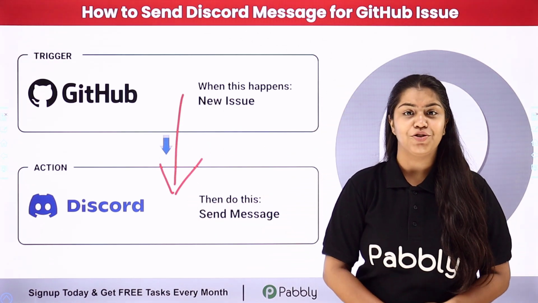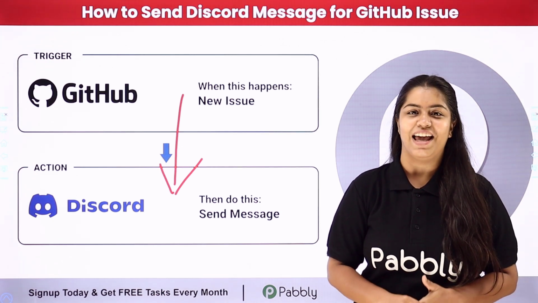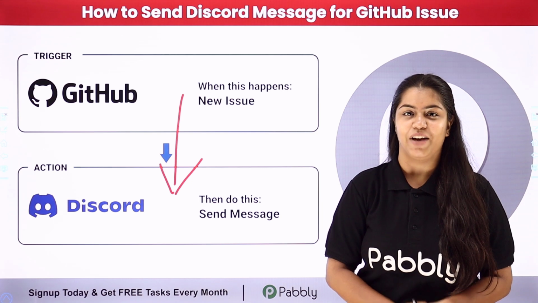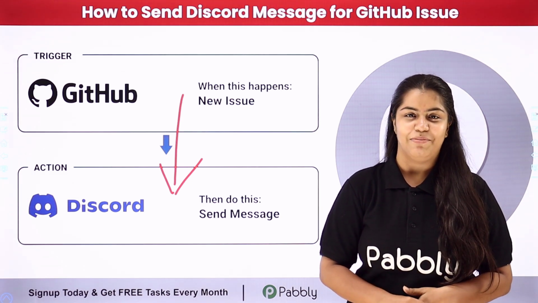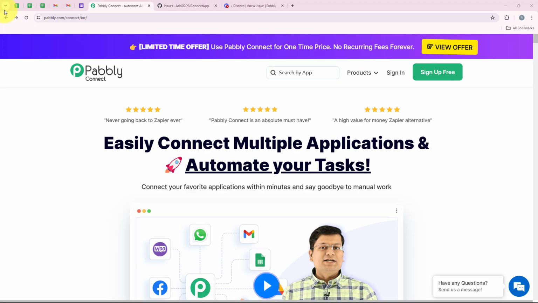To create this connection without knowing any programming or coding language, we are going to use Pabbly Connect. It is an amazing automation software. So if you also wish to learn this process step by step, then let me take you to my computer screen. Welcome to my screen. So as you know, in this video we are going to learn how to send Discord message for GitHub issue.